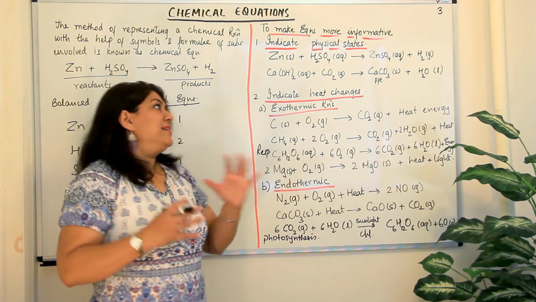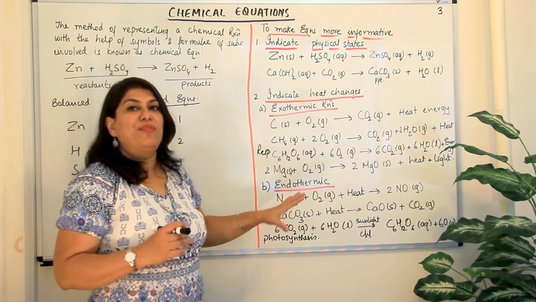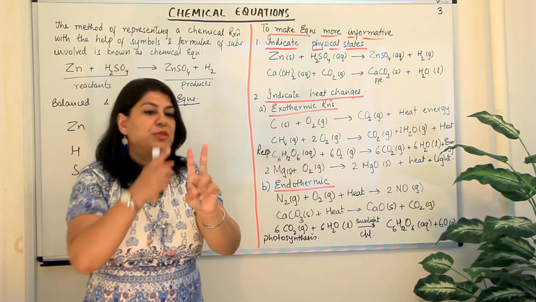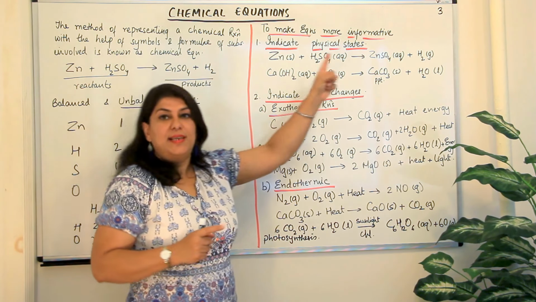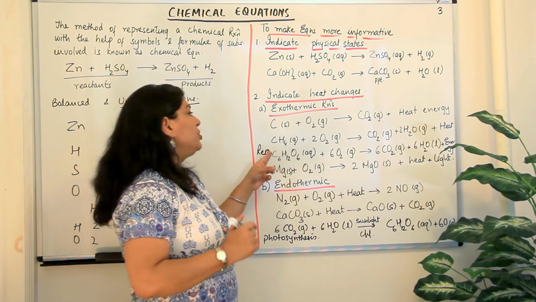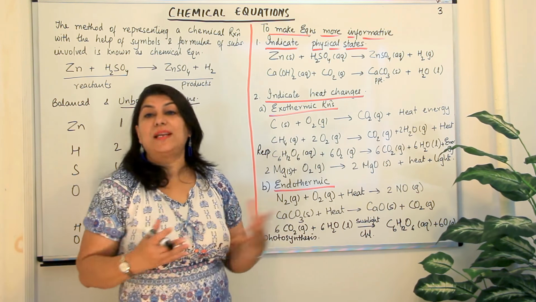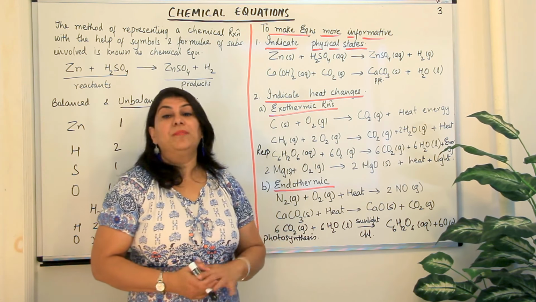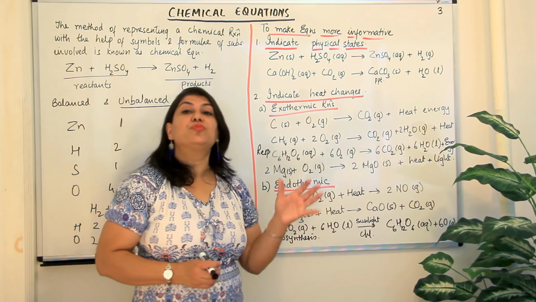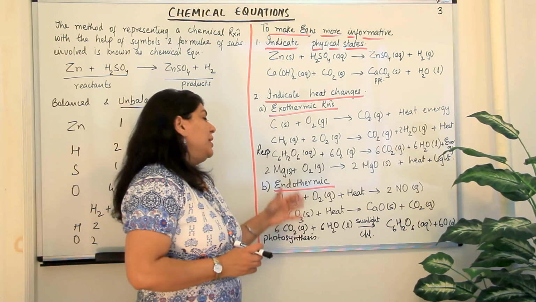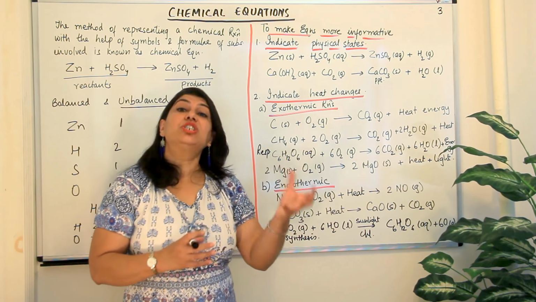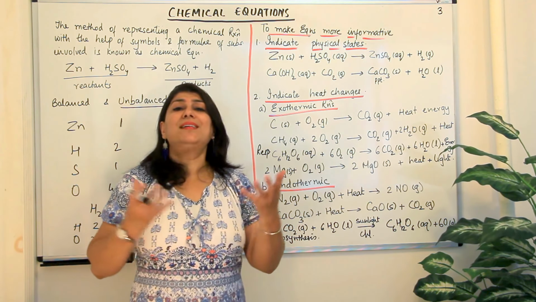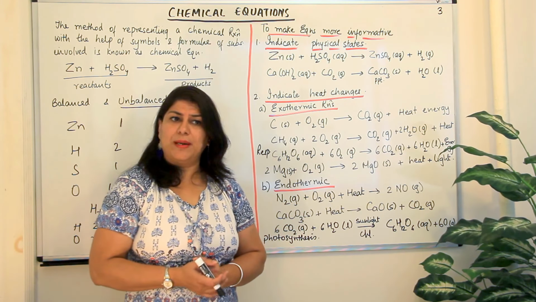Now, what do we understand? How did we make equations more informative? We discussed only 2 steps. One, we wrote down the physical states. Secondly, we wrote down the heat changes that took place, whether the reaction is endothermic or exothermic. The third way to make reactions more informative is to write the conditions of a reaction. What were the conditions under which the reaction was taking place?